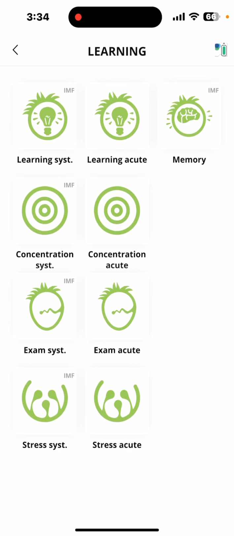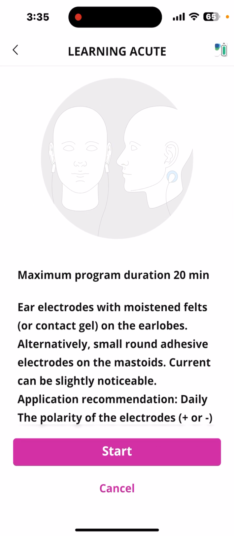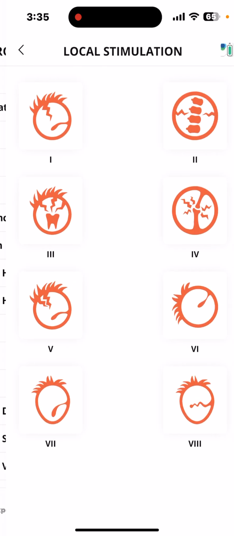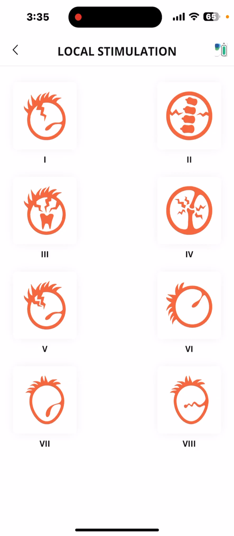Now, why is there a distinction between these two? Learning system is for normal days. The acute means that there is an issue that needs immediate attention, that you need to address quickly. So therefore, you have to use the electrodes. Like I mentioned earlier, electrodes, microcurrent, is the faster and better way to receive the microcurrent frequencies. Okay, so back to here.